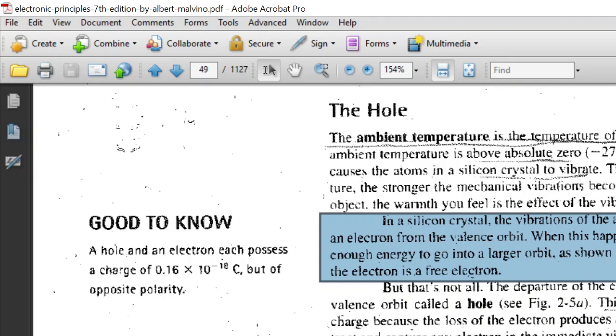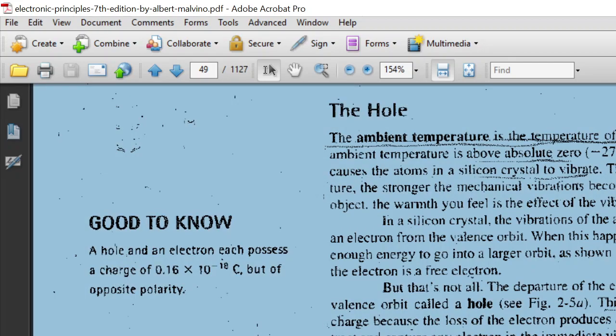There were 8 electrons. Now from those 8 electrons, 1 electron has escaped and gone to a larger orbit. So this electron becomes a free electron. However, the orbit inside that, the second outermost orbit, does not have 8 electrons. It is not a complete orbit. So there is a hole there. So this is the concept of a hole. So this is the vacancy that has been created.